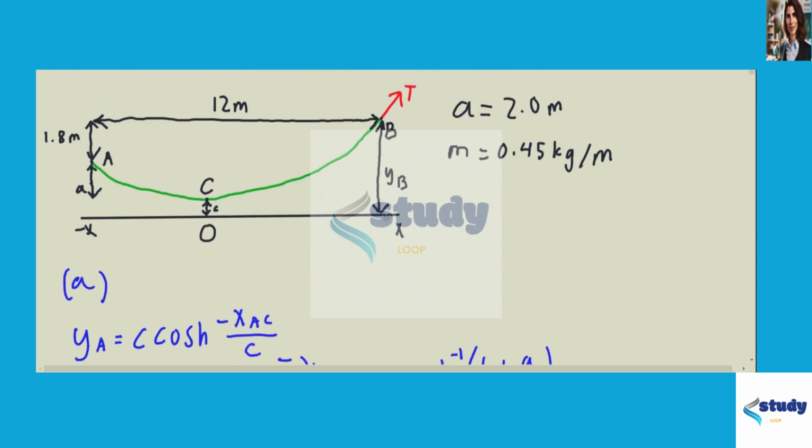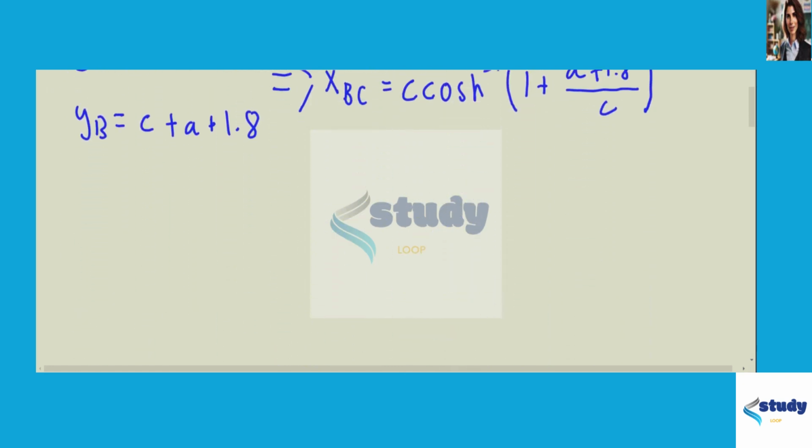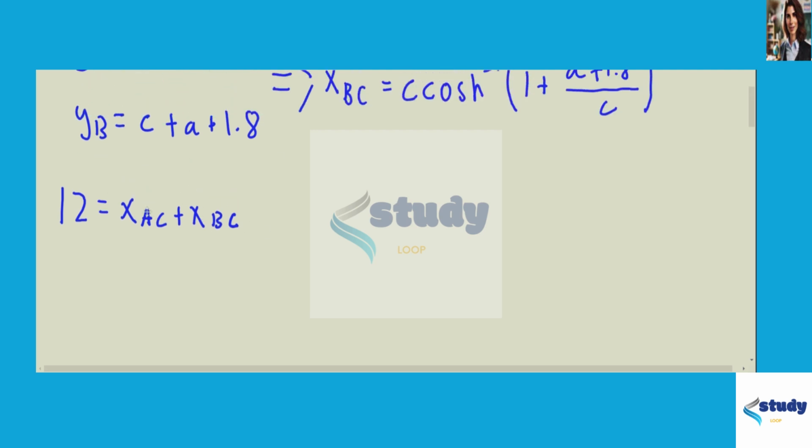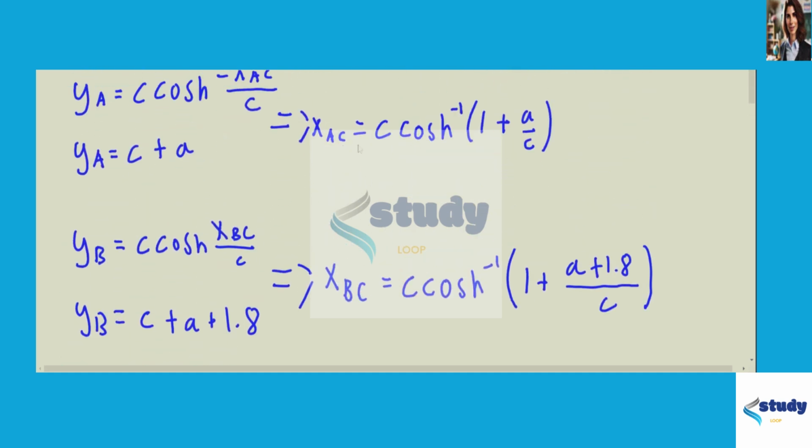And if you look back at the figure, we see that the length from B to A in the x direction is 12 meters. And we also know the length from A to C and the length B to C in the x direction. So we can write the following equation using that information. So we can write that 12 is equal to x of AC plus x of BC. And we can plug in x of AC plus x of BC since we figured out equations for both terms.